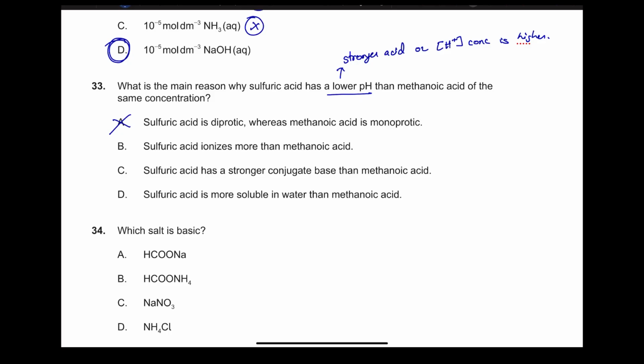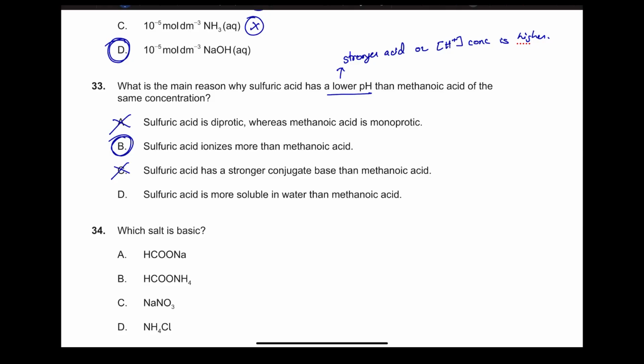Next, sulfuric acid ionizes more than methanoic acid. This is absolutely correct because if sulfuric acid is ionizing more, there will be more H plus in the solution, right? As a result, the pH of sulfuric acid will be lower. Let's also check the other two options. Sulfuric acid has a stronger conjugate base than methanoic acid. Wrong. If sulfuric acid has a stronger conjugate base, it has to be the weaker acid. Weak acids have strong conjugate bases, right? So the statement is incorrect. Sulfuric acid has a much weaker conjugate base compared to methanoic acid.